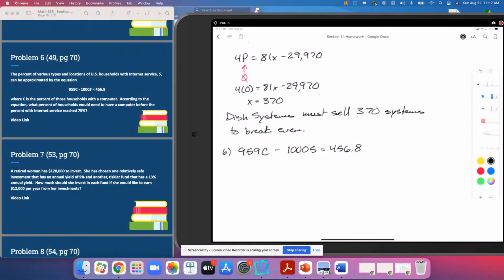All right, folks, we are back with number 6. I have already copied it over onto my page to save some time here in the video. We do have the percent of various types of locations of U.S. households with internet service. S can be approximated by that equation.